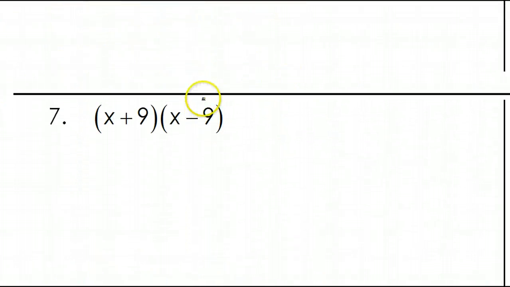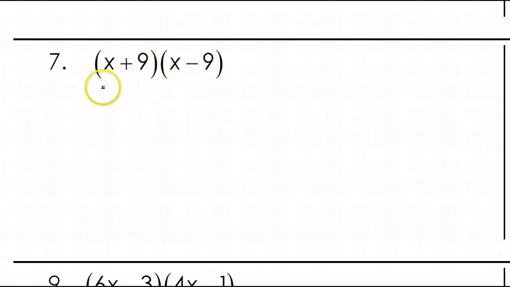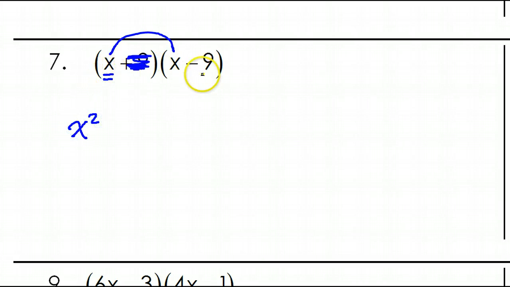Okay, let's practice some more. Alright, once again, binomial times binomial, we will do a double distributive property. So focus on the x first. Don't pay any attention to this 9 right now. So x times x is x squared. x times negative 9 is negative 9x.